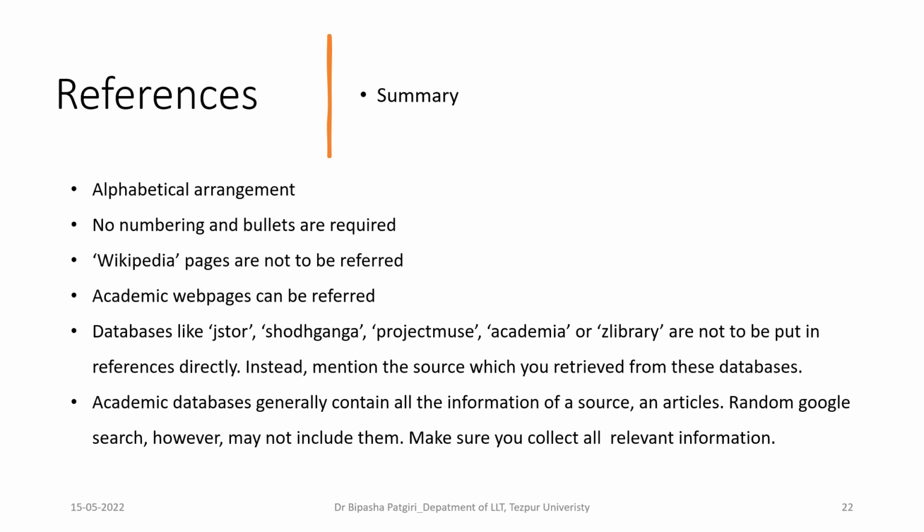Databases like JSTOR, Shodhganga, Project Muse, Academia, Z Library can be referred, but they should not be referred to as if JSTOR.org is your reference, because JSTOR is a collection of millions of articles. Z Library is a collection of millions of books. Shodhganga is a collection of thousands of Indian PhD theses.